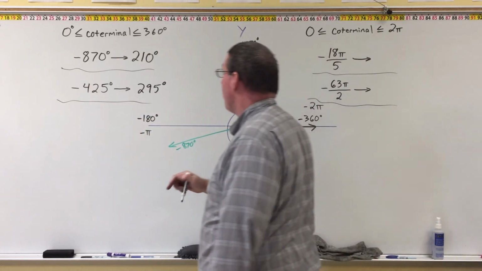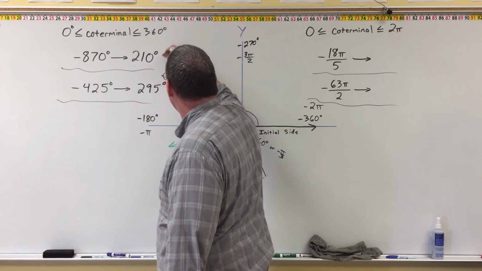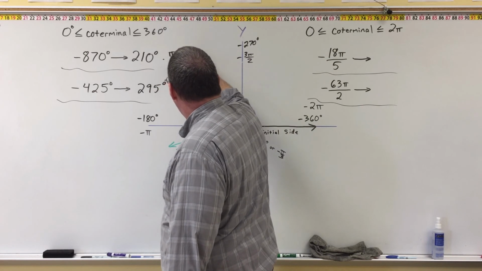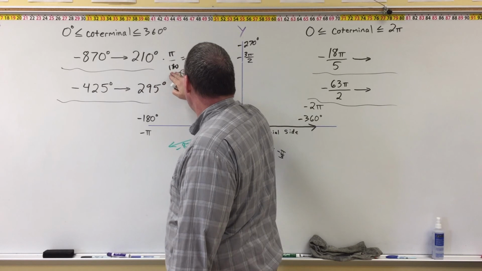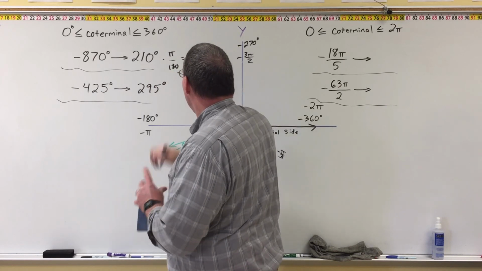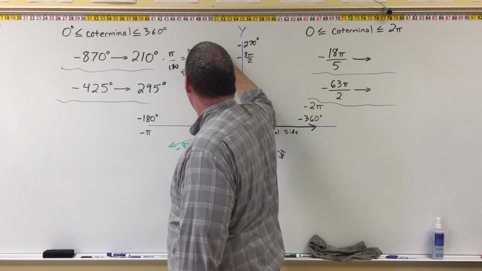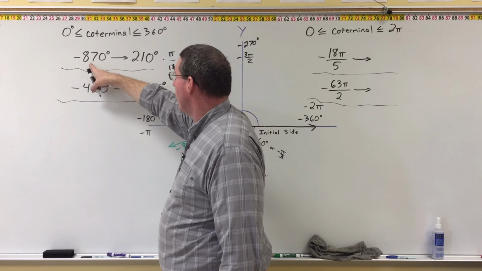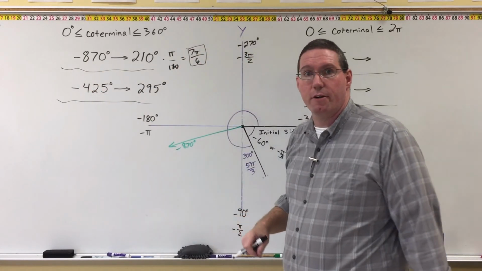Okay, and we can also convert these into radians if we need to. If we multiply by pi over 180, we would get 210 pi over 180. 210 and 180 are both divisible by 30, and so we would get 7 pi over 6. And so this is the same thing if we wanted it in radians. A coterminal angle, 7 pi over 6 is coterminal to negative 870 degree angle.